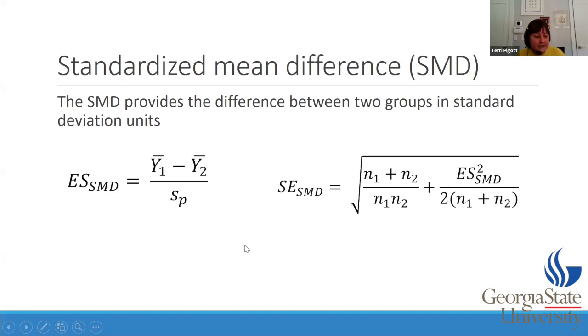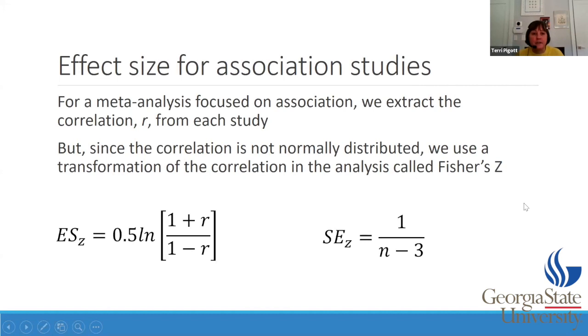Okay, so the second kind of effect size that we're going to be looking at, the one that's for associational studies, is really just the correlation. When we're looking at a meta-analysis focused on association, we're going to extract the correlation R from each study. The only complication in meta-analysis is that because the correlation is not normally distributed, we tend to use a transformation of the correlation in the analysis called Fisher-Z. It's not important that you know what that is. You can see that the correlation, the R, is involved in that formula. But again, look at the standard error of the Fisher-Z. The sample size is there.